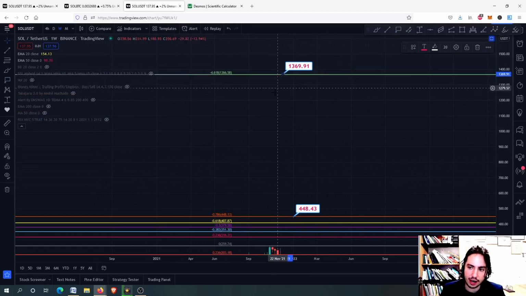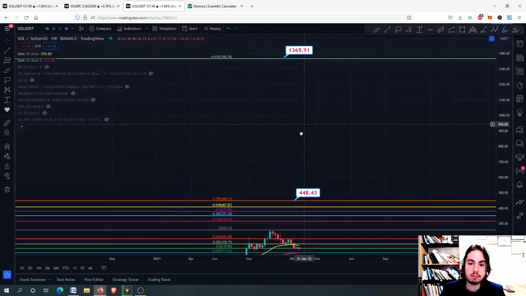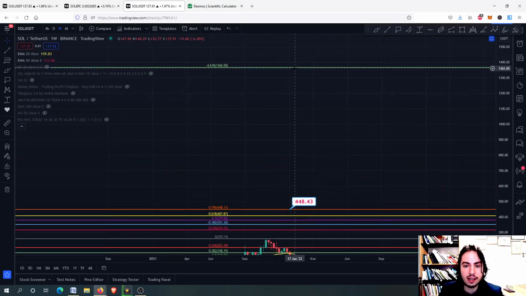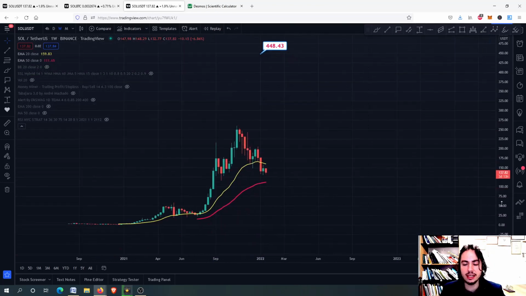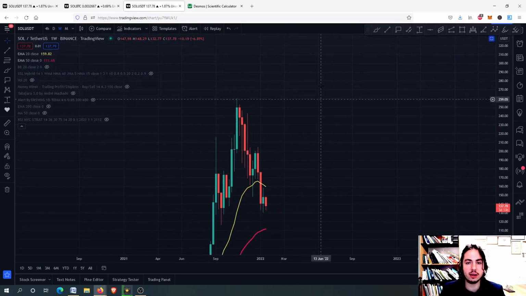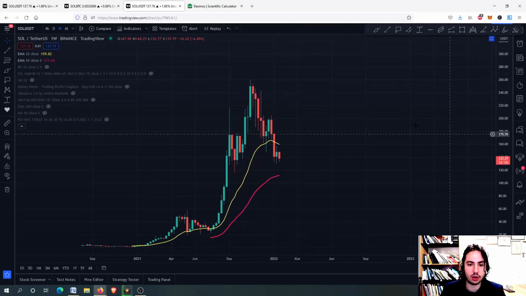It can go there, it can go above the 1k, but at this moment I feel like Solana will be going a little bit further down. We haven't seen the bottom of the bottoms yet, and we can manage to get a little bit further down before we go higher.